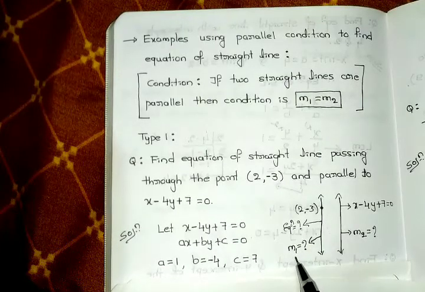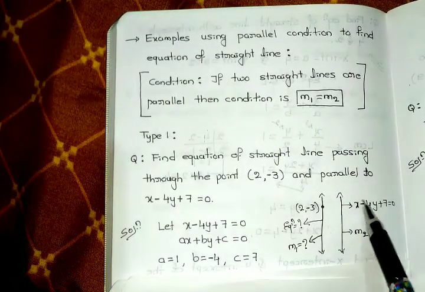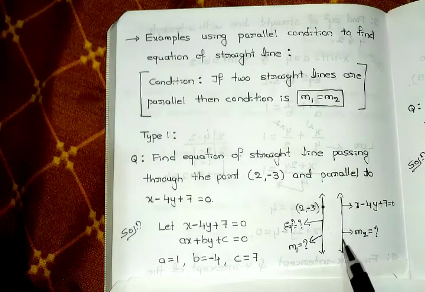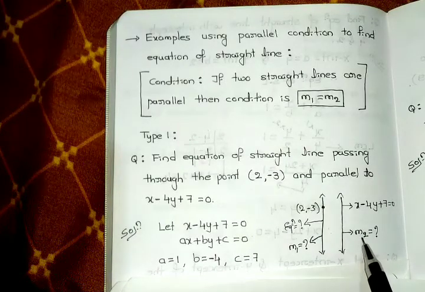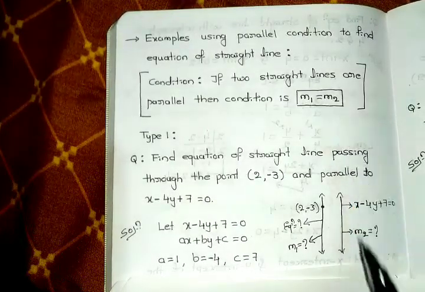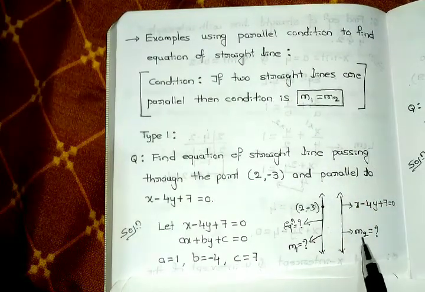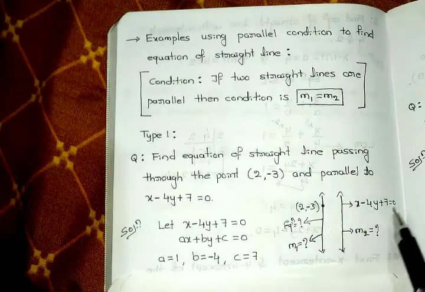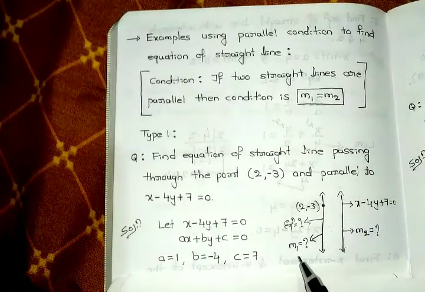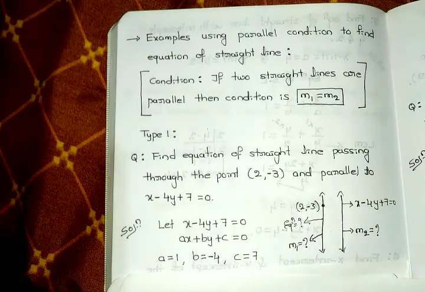This is the first line, so I am going to consider its slope as m1, and the second line's equation is already given. Using this equation you need to first find m2, the second line's slope. Why? Because here you are going to apply the parallel condition, and for this condition we first need the m2 value. So first find m2, next using the condition find the m1 value. After that, using these two values, find the equation.